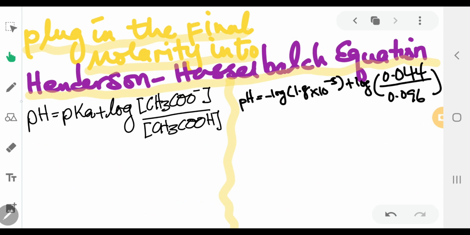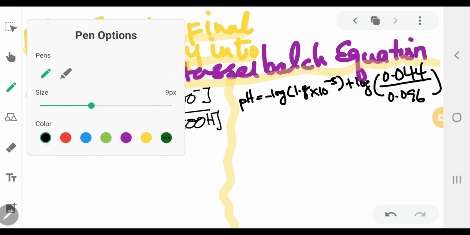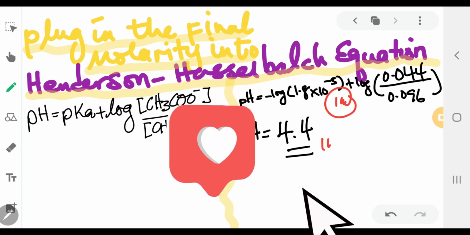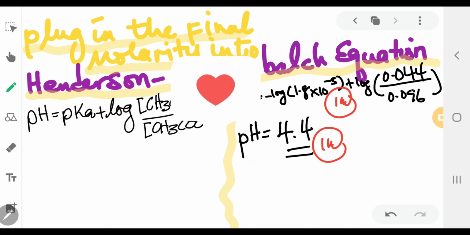You plug that into your Henderson-Hasselbalch, and finally you'll get the pH value equal to 4.4. You get 1 mark for using the equation, 1 mark for the final answer.